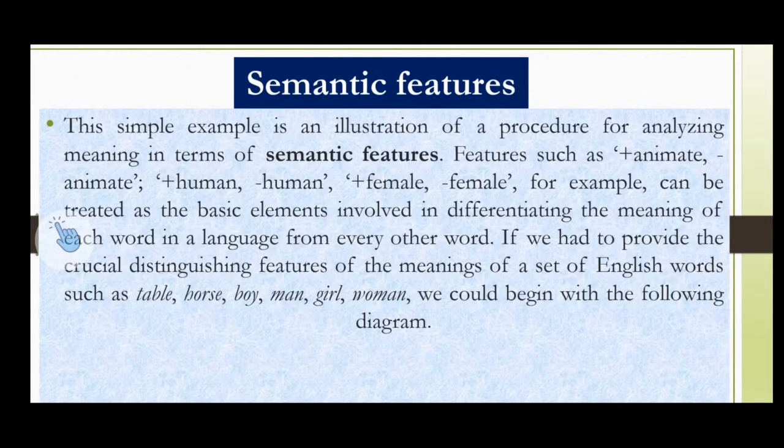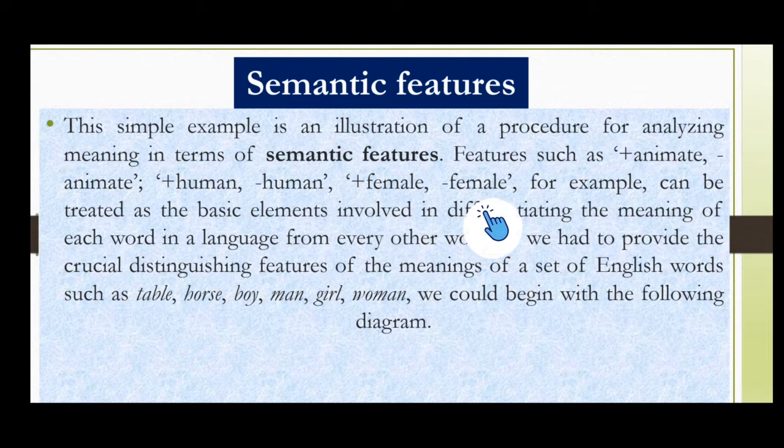Semantic features. In the previous slide, we discussed a sentence, the hamburger ate the boy, which was a semantically odd sentence. So how can this oddness in a sentence be identified or solved? This can be identified or solved through semantic features. Now, what are semantic features? Let's discuss it here. This simple example is an illustration of a procedure for analyzing meaning in terms of semantic features such as plus animate, minus animate, plus human, minus human, plus female, and minus female.